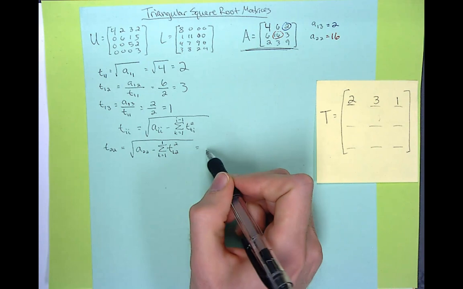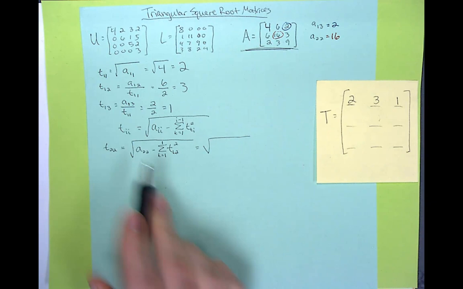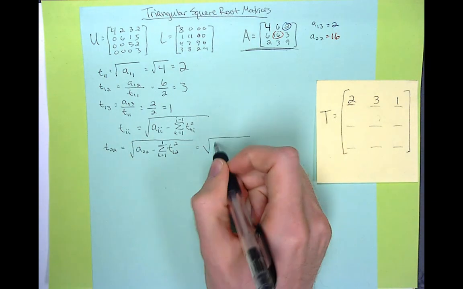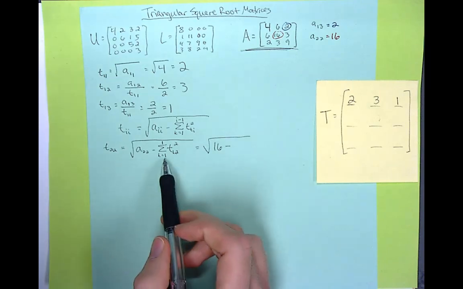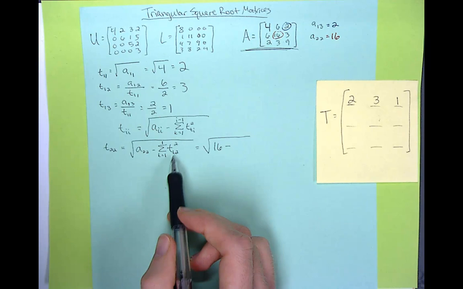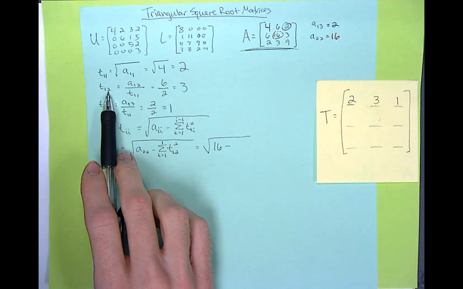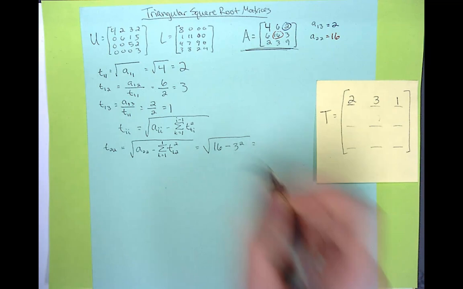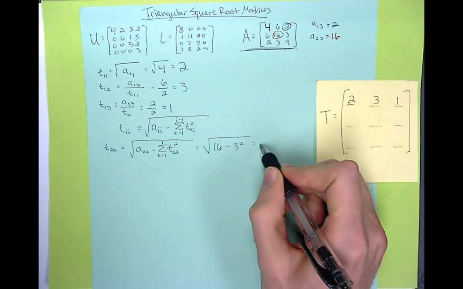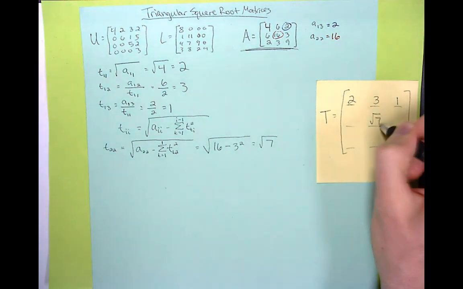So what is this equal to? It's equal to the square root of, what's the second row, second column element in A? It's 16 minus, so k is just going to be 1, so we do T sub 1,2 squared. Well, we already found that up here. So this is going to be 3 squared. So 16 minus 9 will give us 7. So our answer that will go in here is the square root of 7.